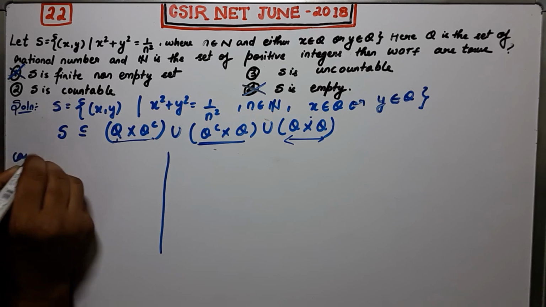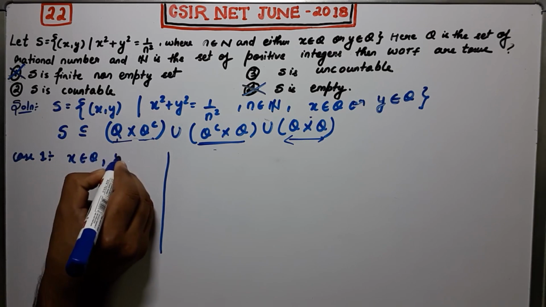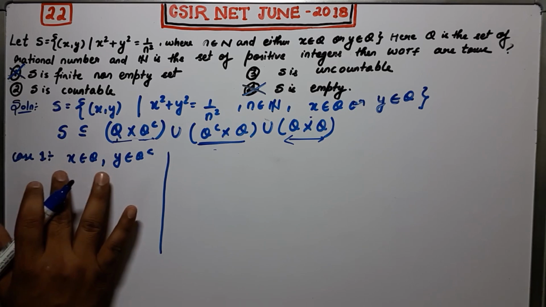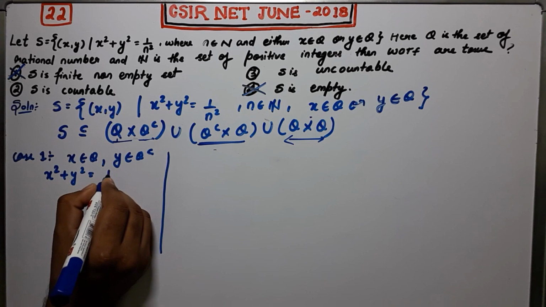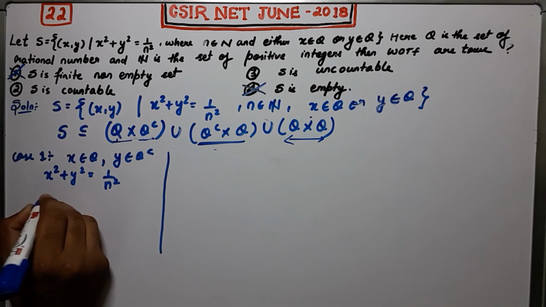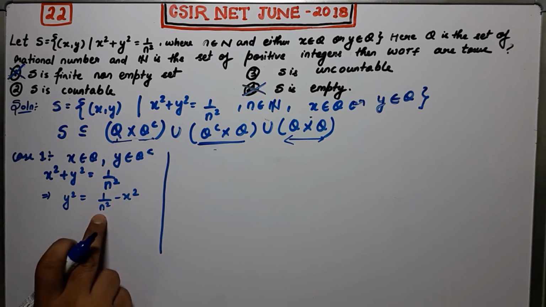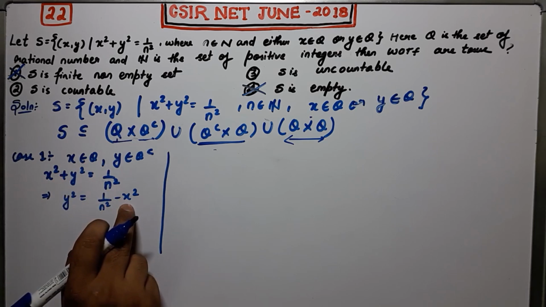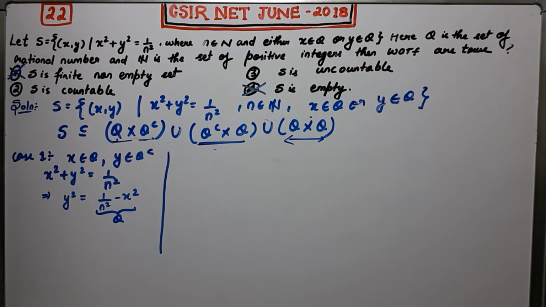Now let us take the first case. Case number 1: X belongs to Q and Y belongs to Q complement. Now X belongs to Q and Y belongs to Q. Also, if this tuple belongs to S, then it also has to satisfy X square plus Y square is equal to 1 over n square. So this will imply that Y square must equal 1 over n square minus X square. Now this number is a rational number, because X belongs to Q, therefore X square belongs to Q. So this whole thing is a rational number.